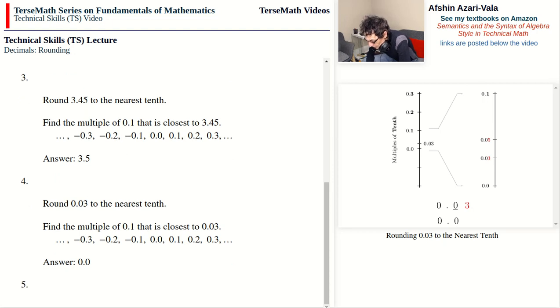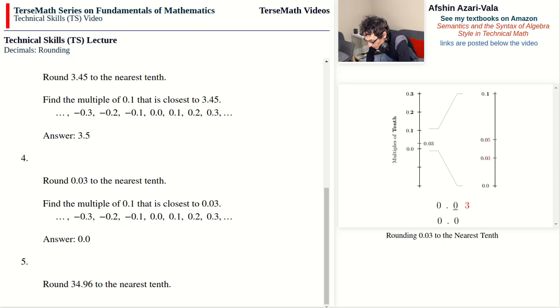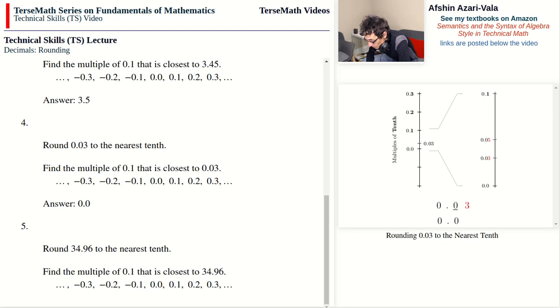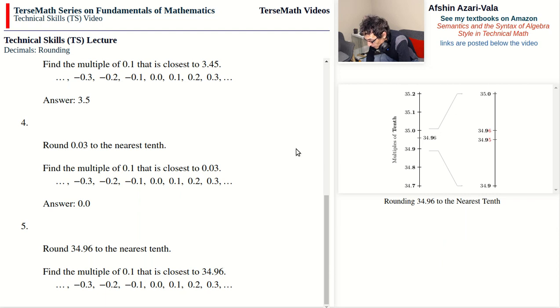Okay, problem number 5. Round 34.96 to the nearest tenth. And as usual, we have to find the multiple of 0.1 that is closest to 34.96. Here's the image, jumping in steps of a tenth. We have 34.8, 34.9, 35.0, and 34.96 is somewhere in between here. Now, in order to figure out what we need to do, we can compare digit 6 with 5. And because it's more than 5, we are above the halfway point, and therefore it rounds up to 35.0.